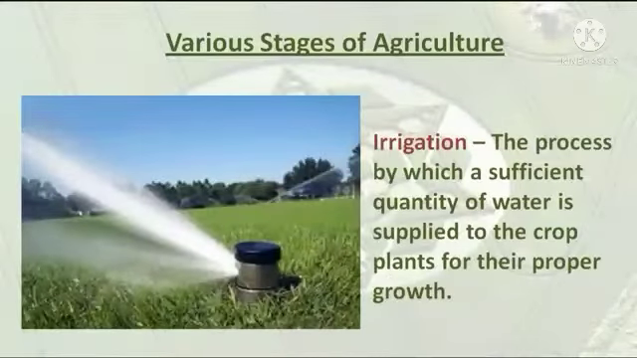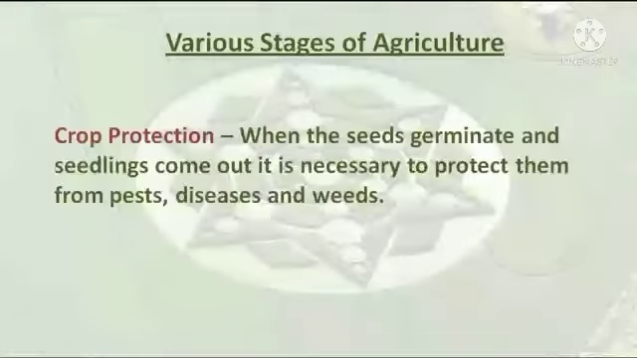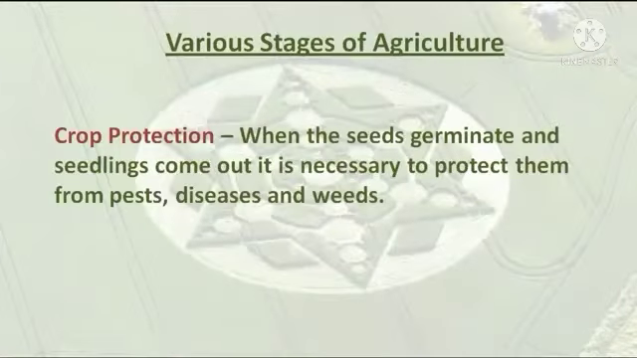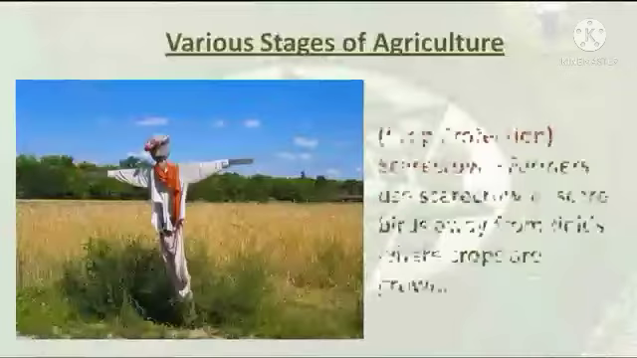The process by which a sufficient quantity of water is supplied to the crop plants for the proper growth is called irrigation. When the seeds germinate and the seedlings come out, it is necessary to protect them from pests, diseases and weeds. Pesticides are sprayed to protect the crop from insects.